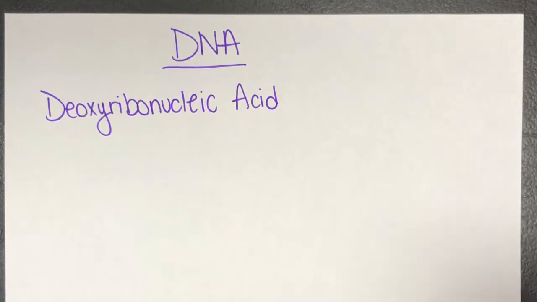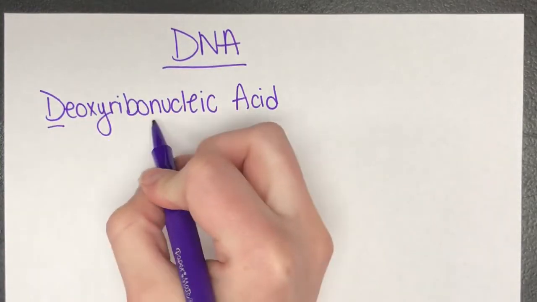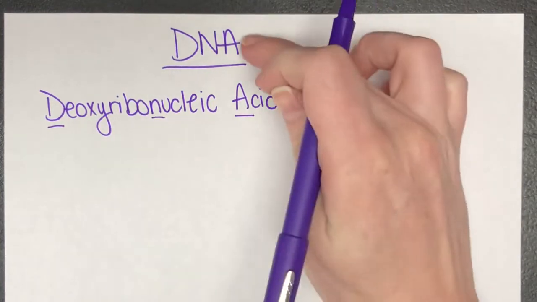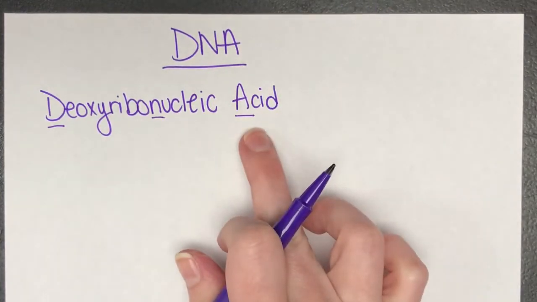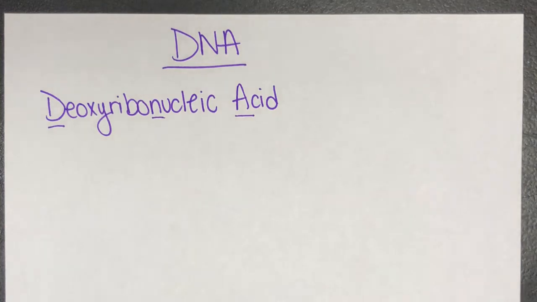So DNA stands for deoxyribonucleic acid. This is an abbreviation of these two words. DNA is found in the nucleus of cells. It carries the genetic instructions for the development, functioning, growth, and reproduction of all known organisms. It is the heritable material passed from parent to offspring.